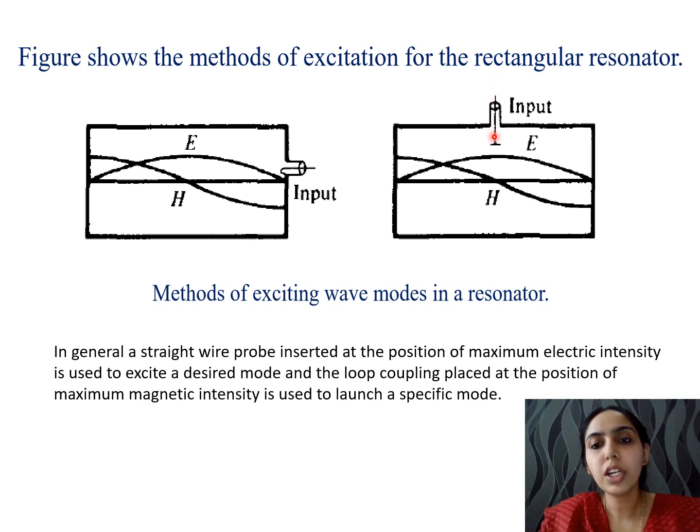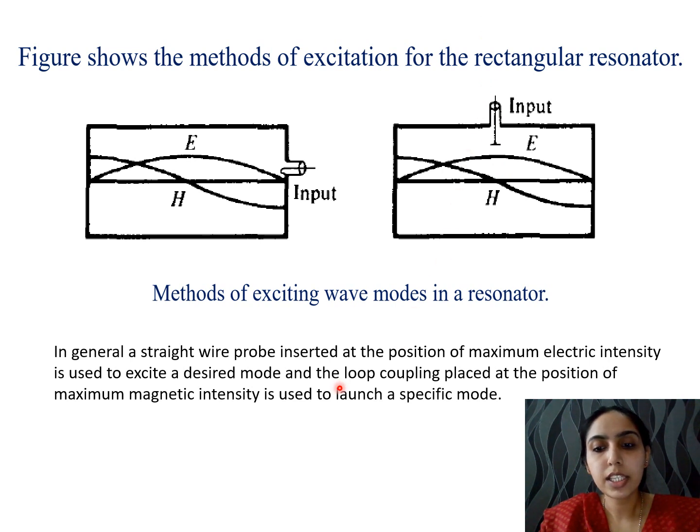In order to avoid unwanted reflections, we have to choose a proper length of the probe and the proper insertion of the probe into the waveguide. Most importantly, this coupling is done at the position of maximum electric field intensity. That is, here the probe and the electric field lines are parallel to each other.